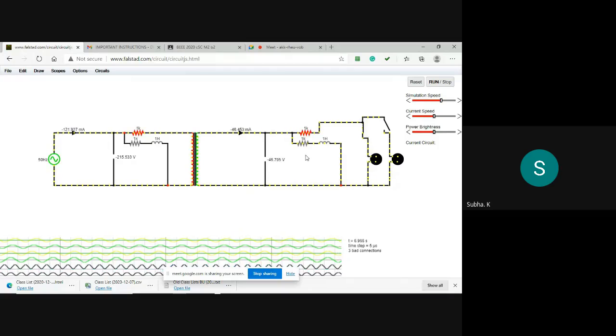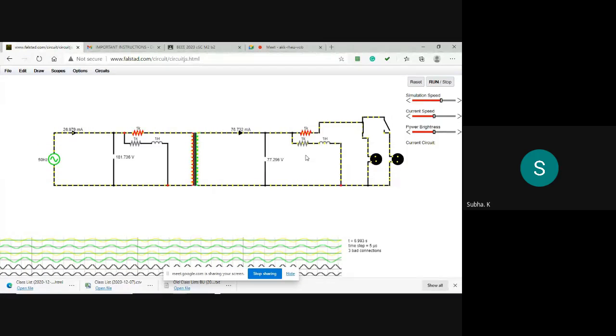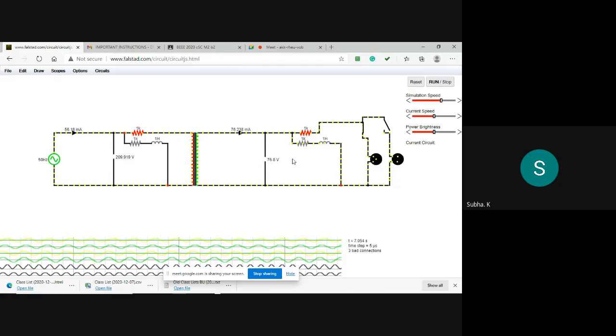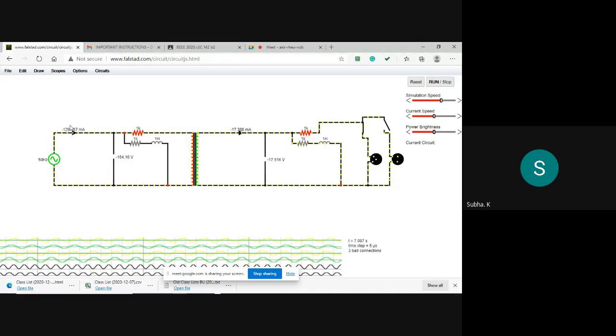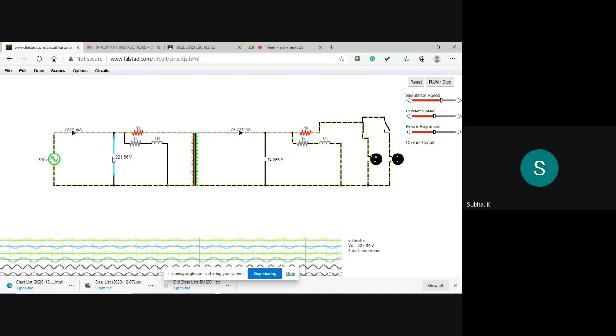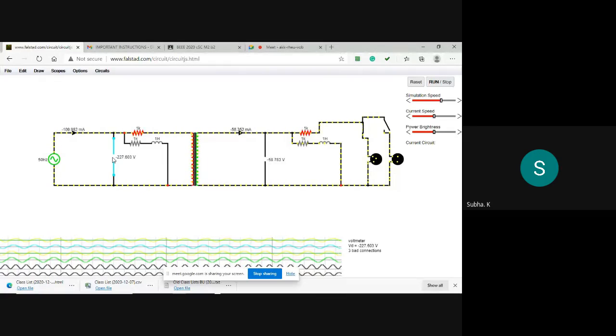Power factor, what is the formula? VI cos phi divided by VI is given by power factor. So VI cos phi is the secondary side wattmeter reading. So divide the secondary side wattmeter reading by the product of voltage and current in the primary side. That will give you power factor. Okay. Understood? Yes, ma'am.